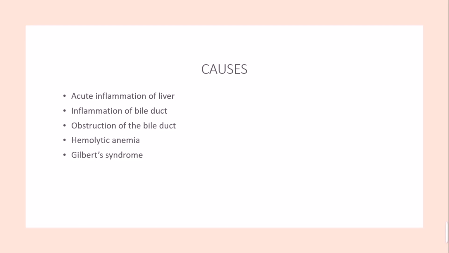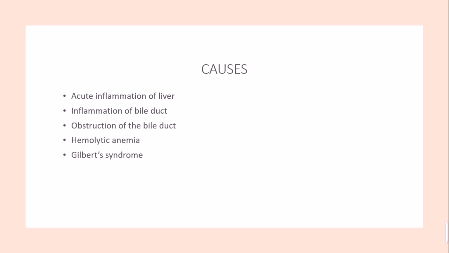Then obstruction of the bile duct. Obstruction in the bile duct will cause the bilirubin to stay in one place for a long time, and that period will cause reabsorption of bilirubin into the blood again. This will lead to hyperbilirubinemia.